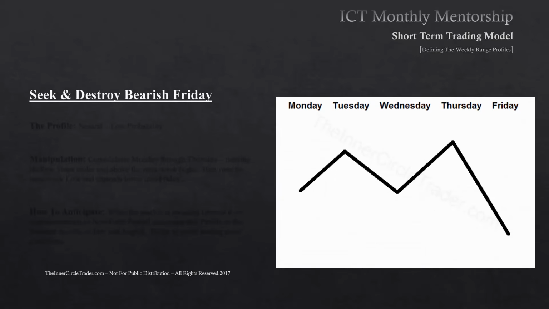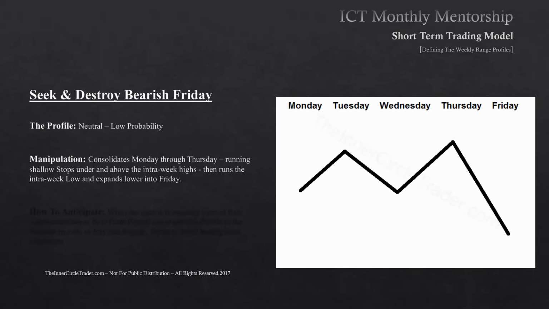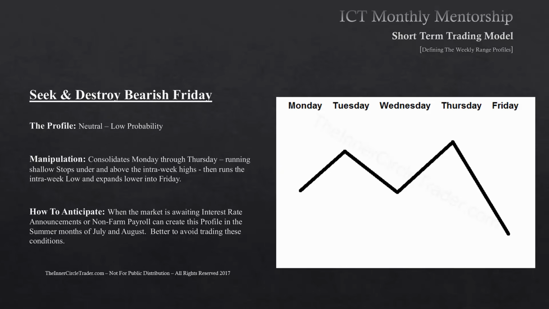Seek and destroy bearish Friday. The profile again is neutral, low probability. Manipulation is seen by price consolidating Monday through Thursday, running shallow stops under and above the intra-week highs and lows, then runs the intra-week low, expands lower into Friday.